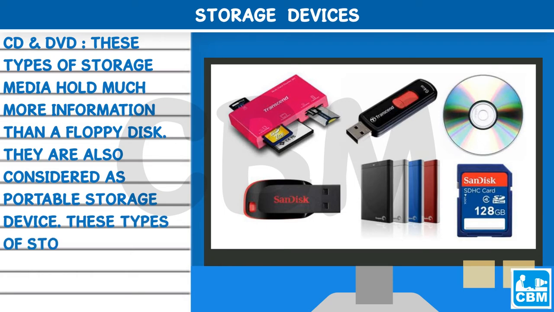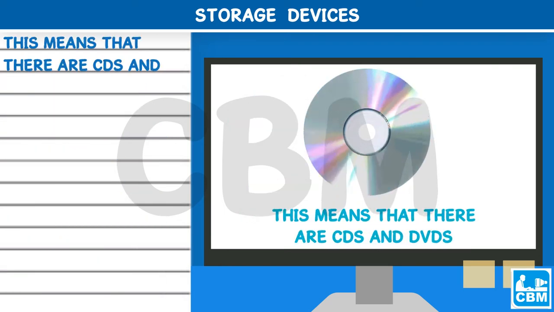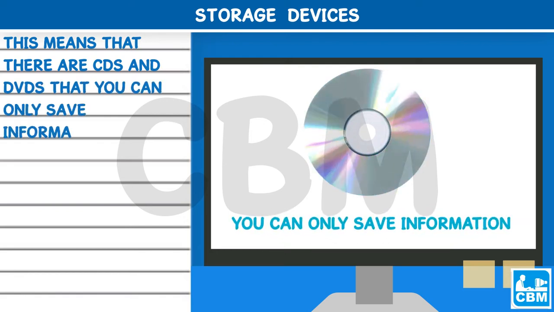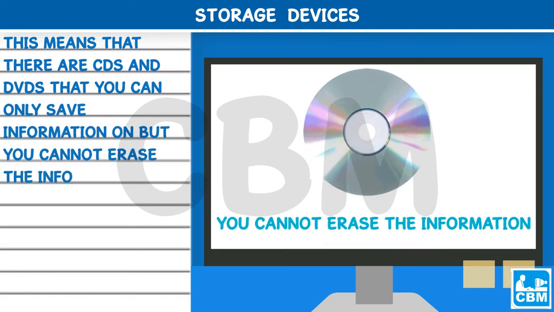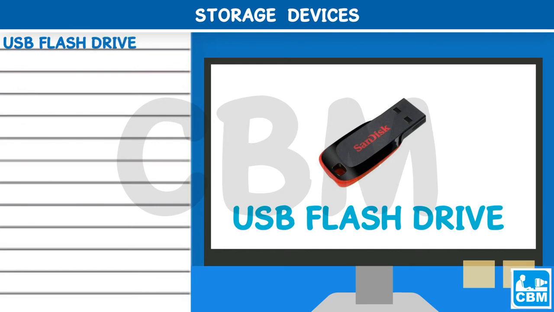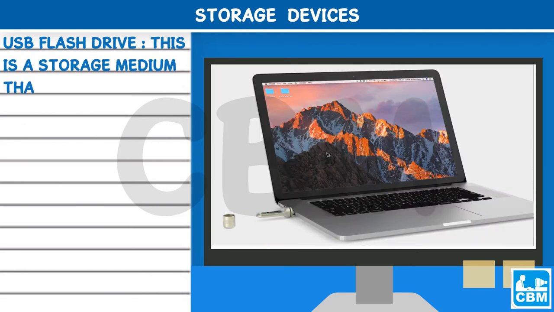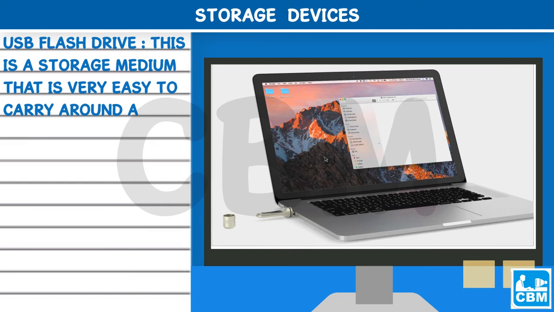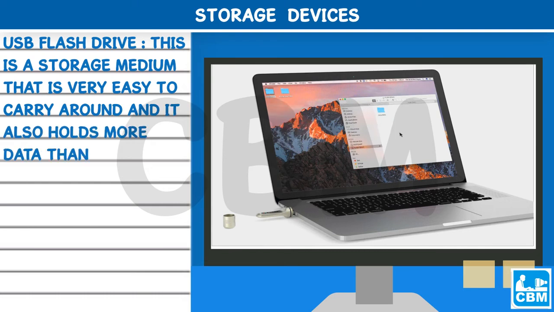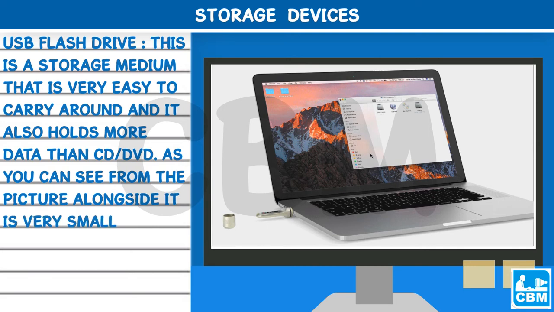These types of storage media come in different forms. This means that there are CDs and DVDs that you can only save information on, but you cannot erase the information. USB flash drive. This is a storage medium that is very easy to carry around, and it also holds more data than CD/DVD. As you can see from the picture alongside, it is very small when compared to other storage devices.